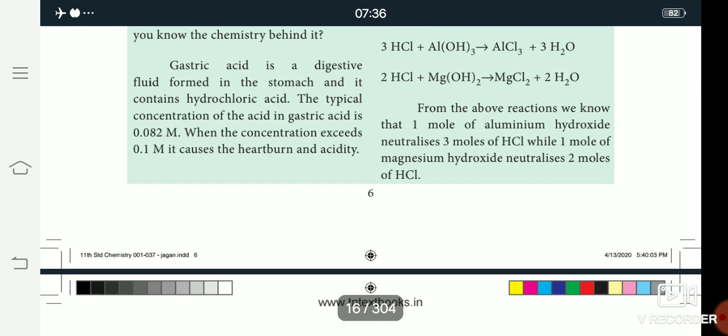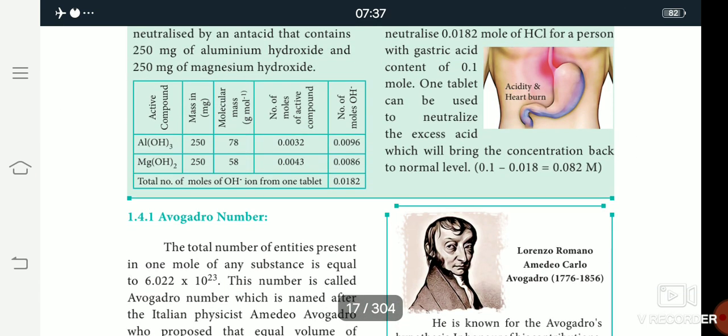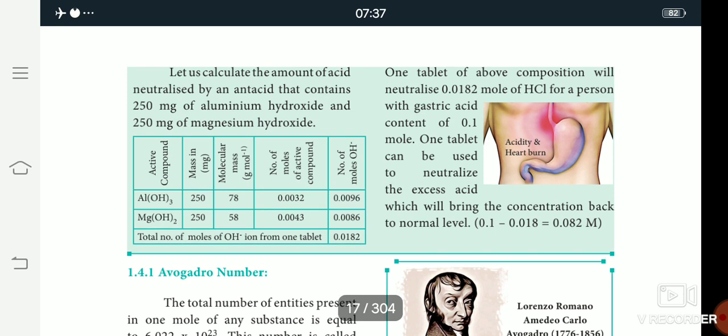Okay children, then in the tablet ratio, the tablet value of aluminum hydroxide and magnesium hydroxide, one tablet of the above composition will neutralize 0.018 mole of HCl, hydrochloric acid, for a person with a gastric acid content of 0.1 mole. So this is the concept of gastric acid and antacid.